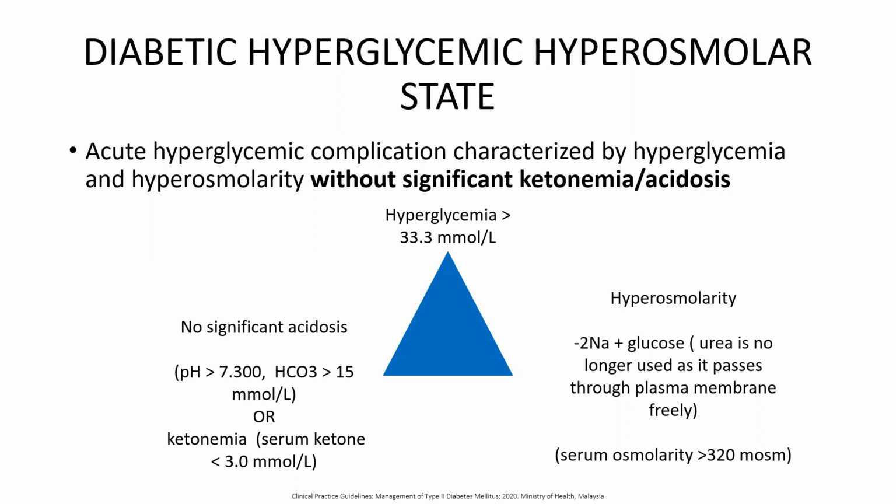So how to calculate hyperosmolarity is 2 times sodium plus glucose, okay? So urea is no longer used as it passes through the plasma membrane freely, so it will not affect the hyperosmolarity of the patient.